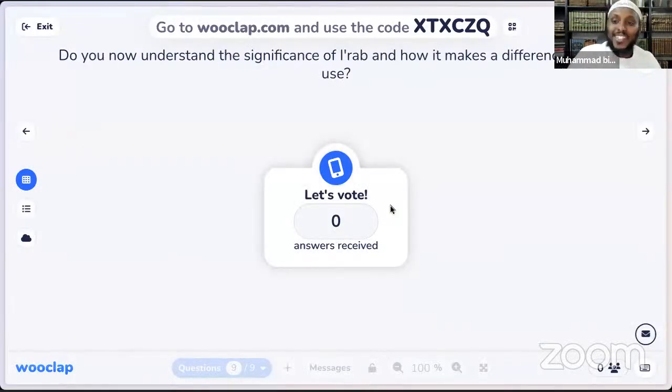But the point here is, I wanted to get the point across: do you now understand what we mean by i'rab? Instead of me talking all day about i'rab is this, i'rab is that, I wanted to give you a practical example. So do you now understand the significance of i'rab and how it makes a difference and its use? Does it make sense now why in Arabic we make such a big deal out of putting a fatha or a dhamma or a kasra?